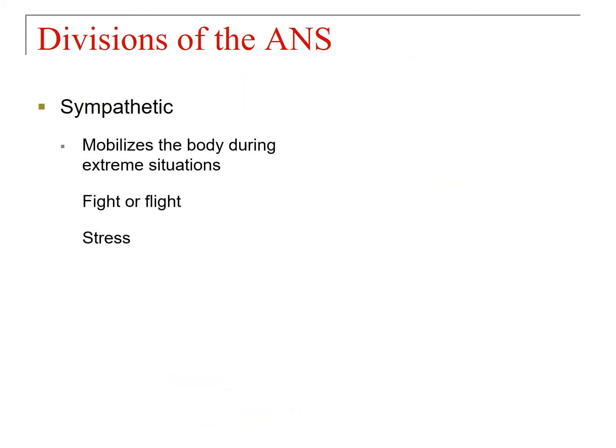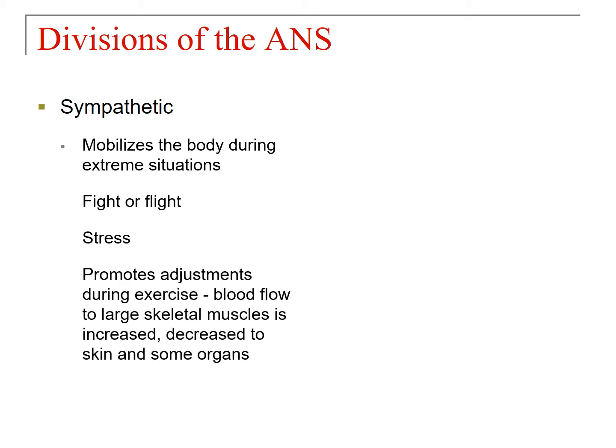So the sympathetic nervous system will mobilize the body during extreme situations, fight or flight or stress, but it will also mobilize the body during exercise in order to promote blood flow to large skeletal muscles and to decrease it to skin and some organs. So it's not always necessarily extreme or emergency. I would say that all emergency situations activate the sympathetic nervous system, but the sympathetic nervous system does not only activate during emergencies.